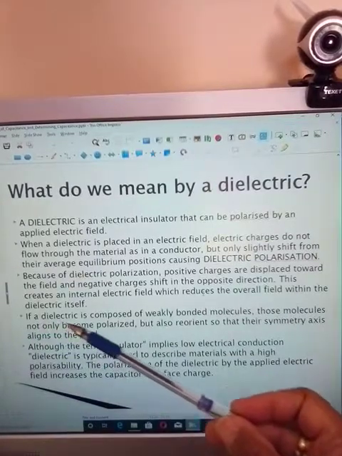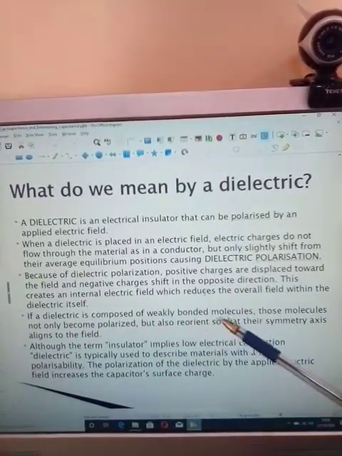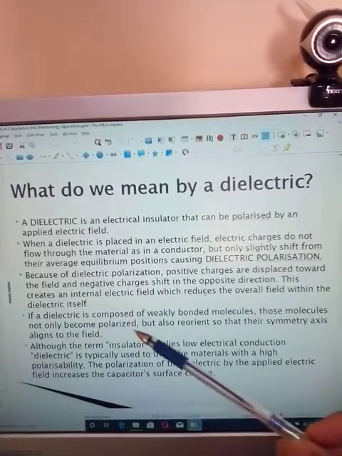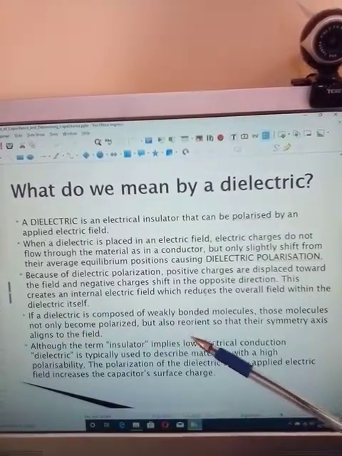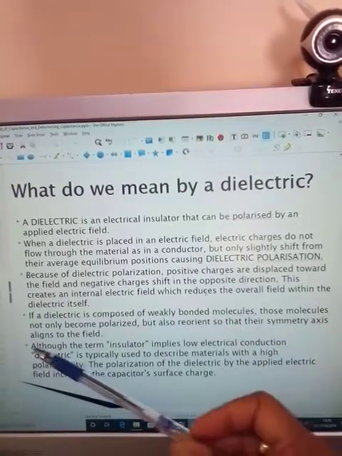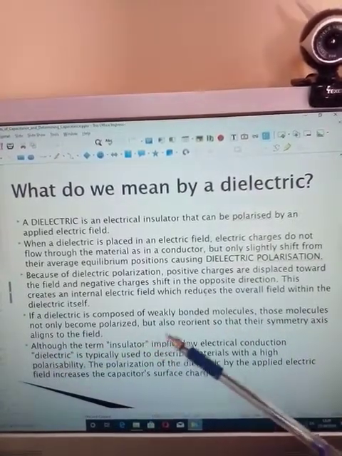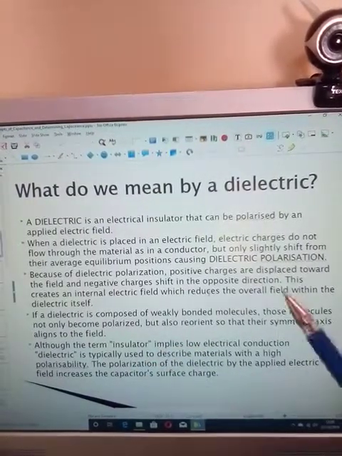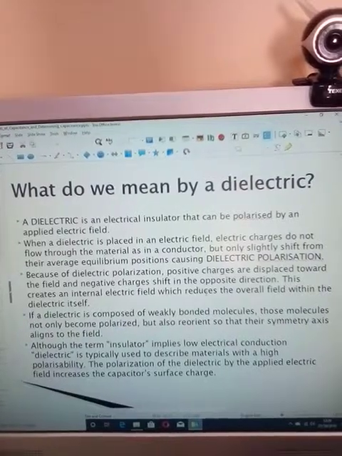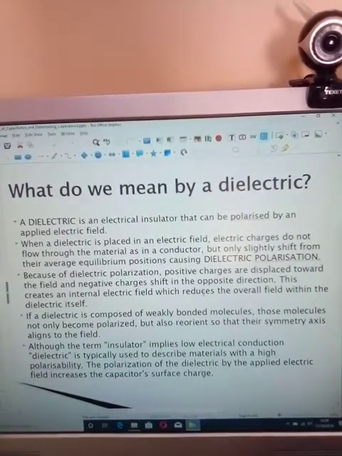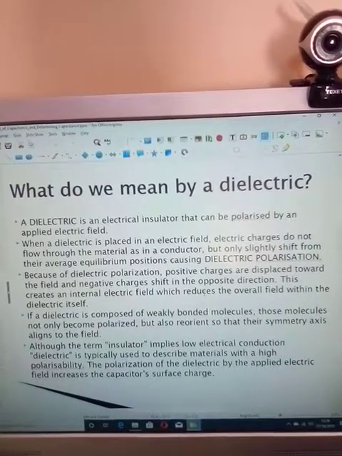If a dielectric is composed of weakly bonded molecules, those molecules not only become polarized but also reorient so that their symmetry axis aligns to the field. This simply means that these will become polarized and they will simply be aligned with the electromagnetic field that exists within the capacitor and align themselves north to south in that sense. Okay.